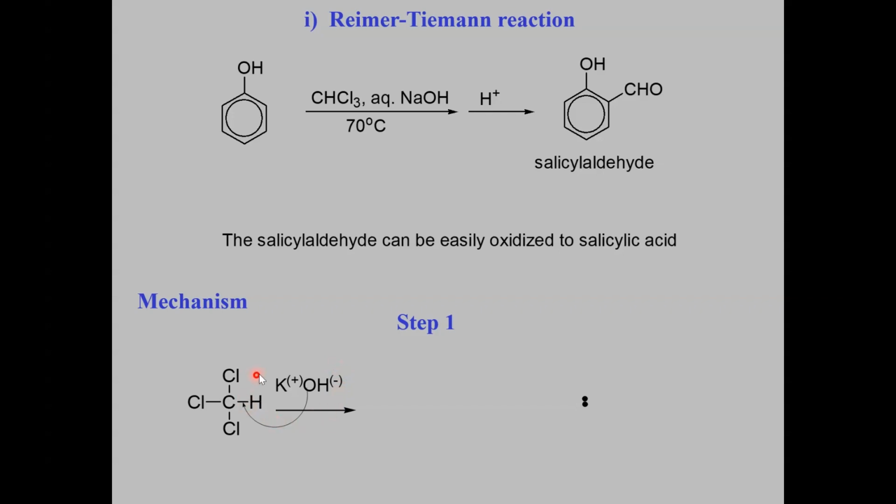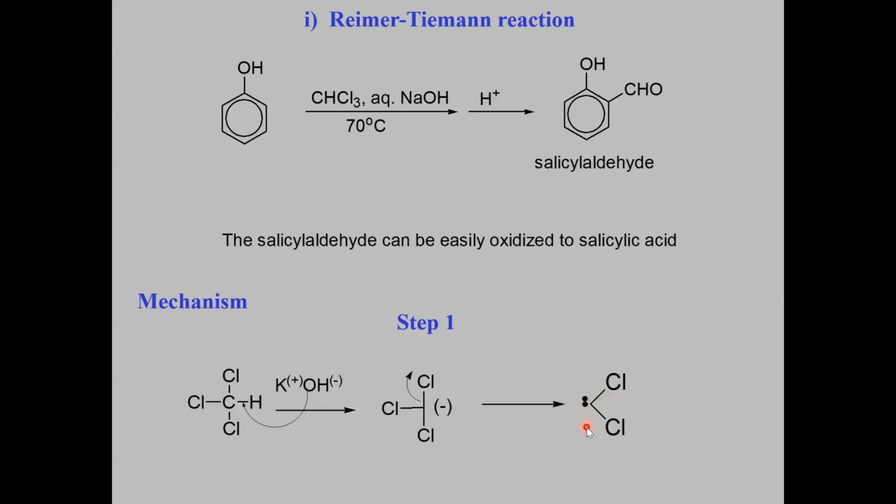OH minus abstracts this proton, leaving its electron pair onto the carbon. A carbanion is generated. Then the chlorine, along with its electron pair, moves away and it gives rise to dichlorocarbene. This dichlorocarbene is an electron deficient carbon. It is neutral in nature. The carbene is the intermediate formed in this reaction. These carbenes are electron deficient neutral carbons.